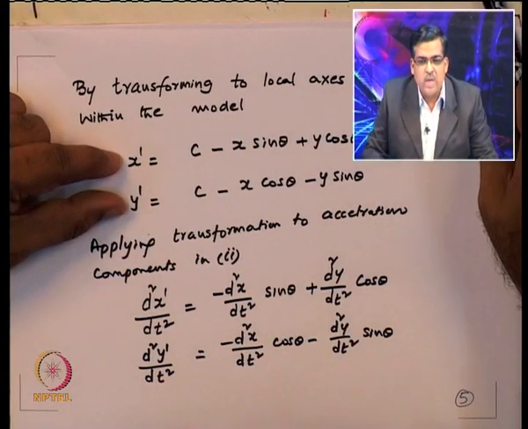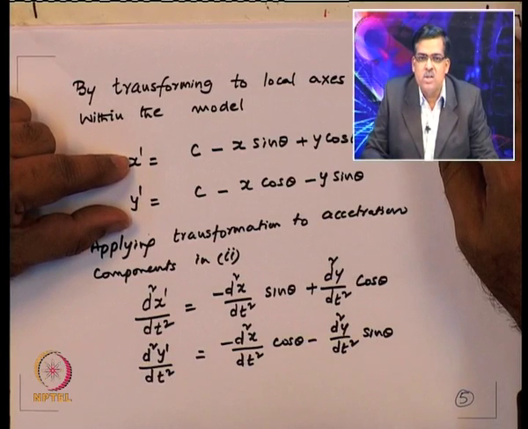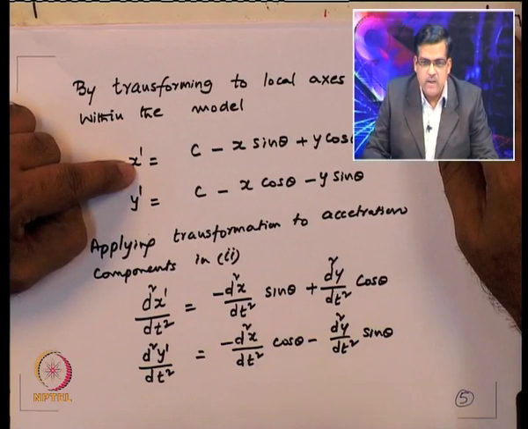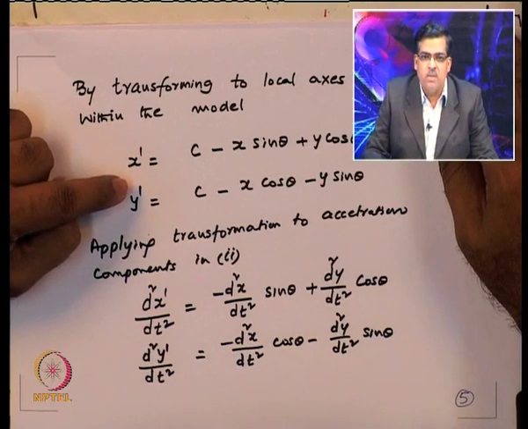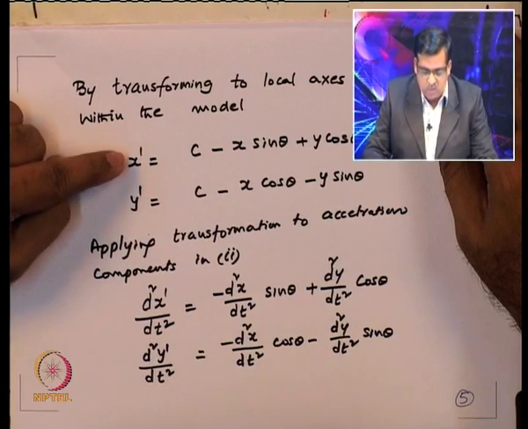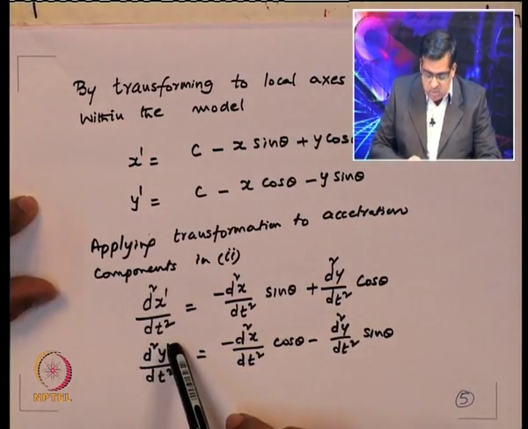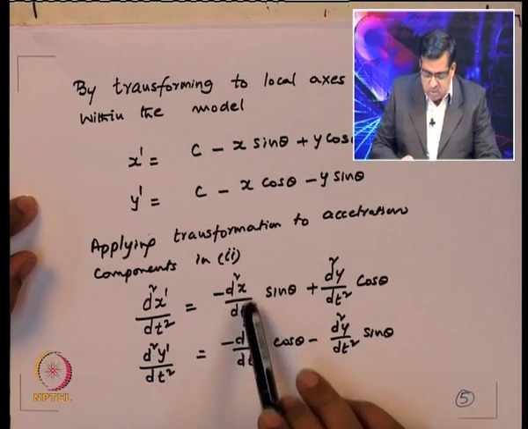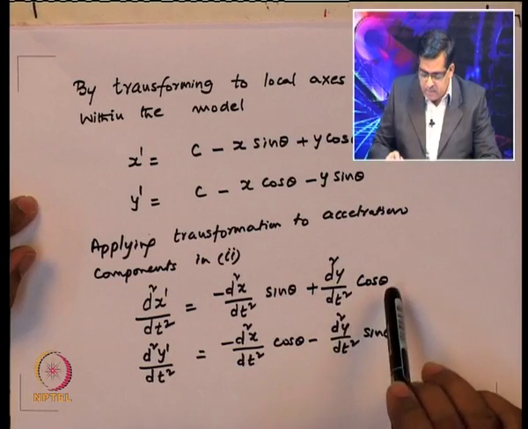So in order to get these things, what we do is, to get the local accelerations with reference to axis within the model, first you do the differentiation, get dx dash by dt, and then after further doing successive differentiation to this, what we get is d square x dash by dt square. So the d square x dash by dt square term works out to be minus d square x by dt square into sin theta plus d square y by dt square cos theta.